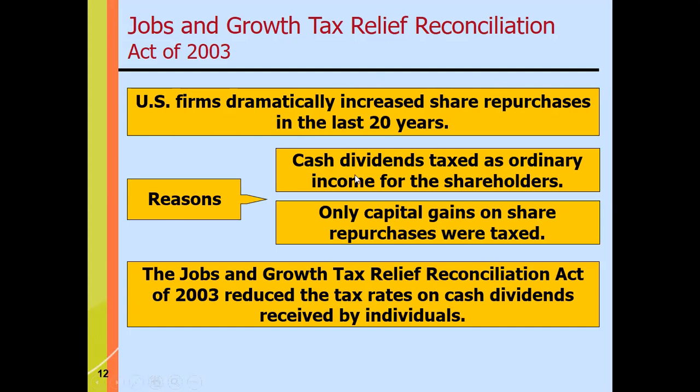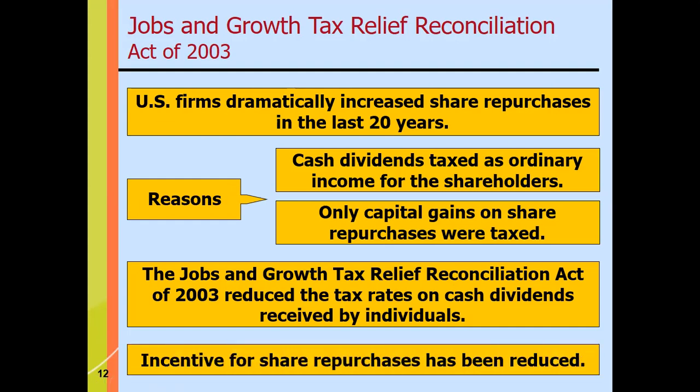What were the reasons? Cash dividends were taxed as ordinary income for the shareholders. This is like from there, because in the Philippines, any dividends are treated as final passive income tax. Anyway, it's an ordinary income for the shareholders, so part of their regular income. And then the capital gains on the repurchases were taxed. And this reduced the tax rates on cash dividends received by individuals.